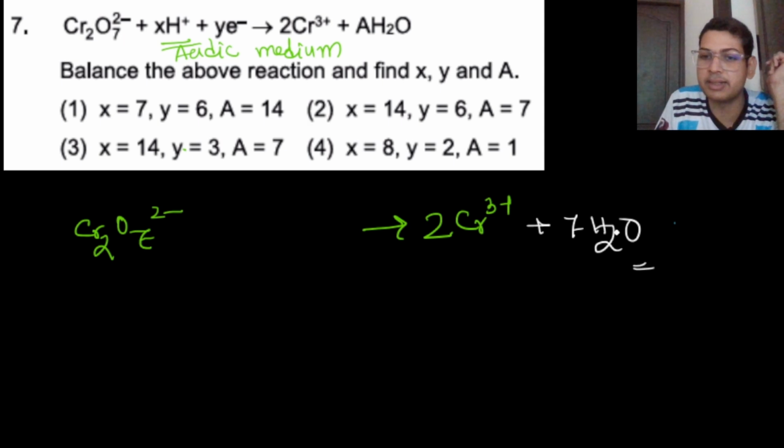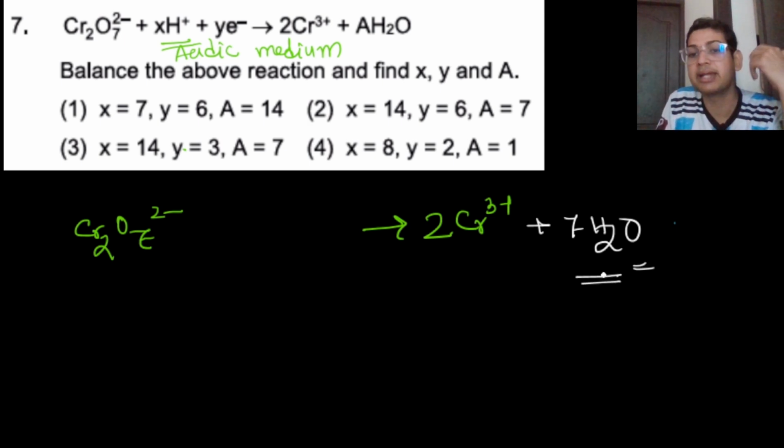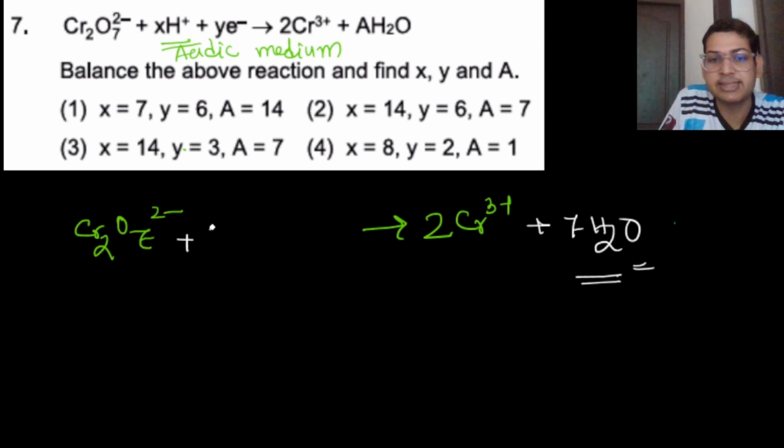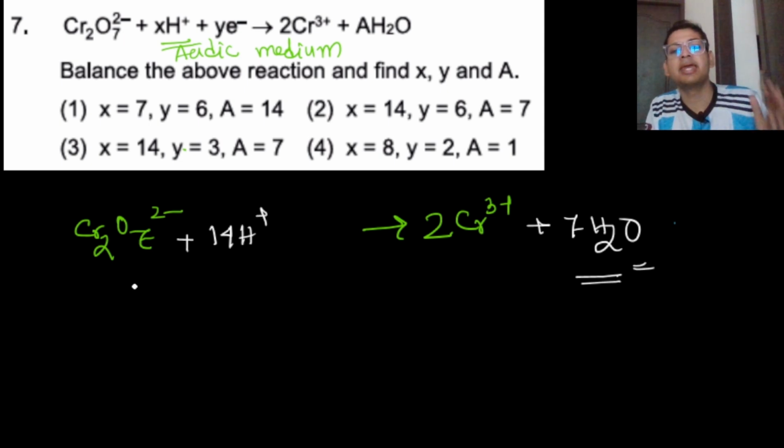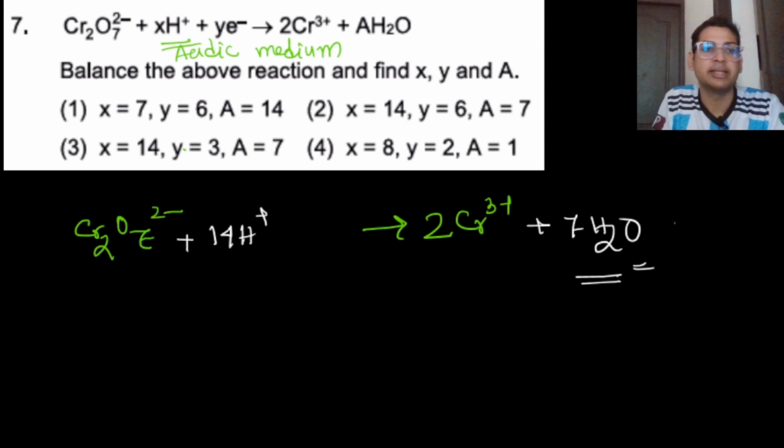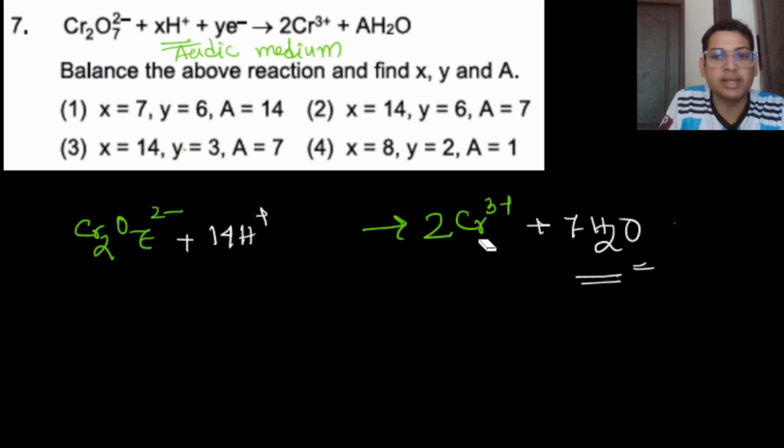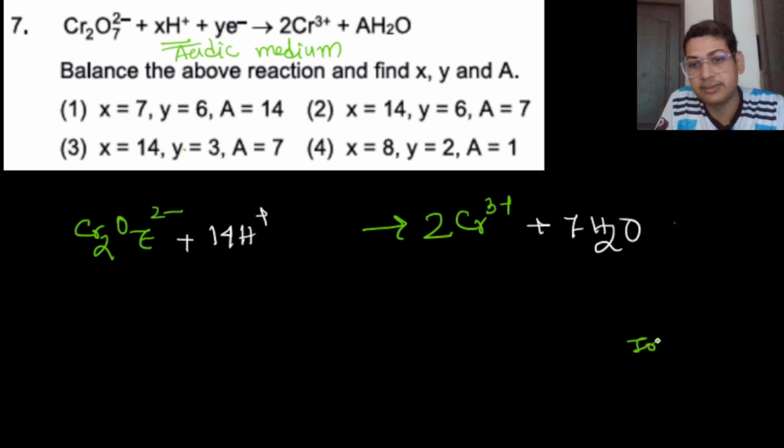But sir, there is another problem. Hydrogen is not balanced. I am getting 14 hydrogen on the right hand side. No problem, as it is an acidic medium, you can add H plus. It is in your authority. There is no problem with that. Okay, sir, now everything is balanced. Yes, all the ions are balanced.